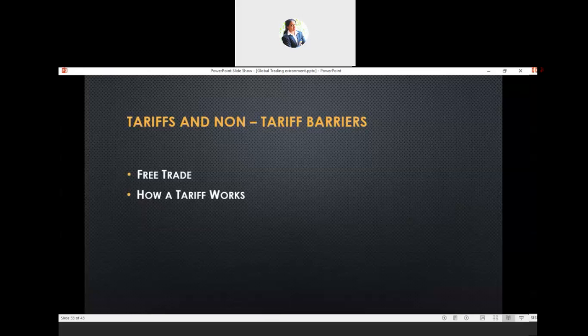Now, the government may impose tariffs to raise revenue or to protect the domestic industries, definitely to protect the industry against foreign competition. And the idea behind it, as we discussed earlier, is that foreign produced goods become more expensive. Tariffs can make domestically produced alternatives seem more attractive.